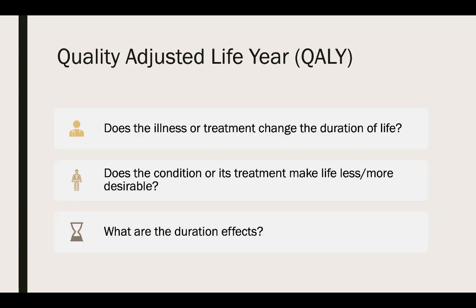So, what goes into a quality adjusted life year? Well, does living with the illness or seeking treatment change my duration of life? So, it's a quantity issue. And then, does that illness or does that treatment make my life better or worse? So, it gets into quality of life. And then if I give a treatment, what is the duration of that treatment's effect? So is it lengthening my life and or increasing my quality of life?